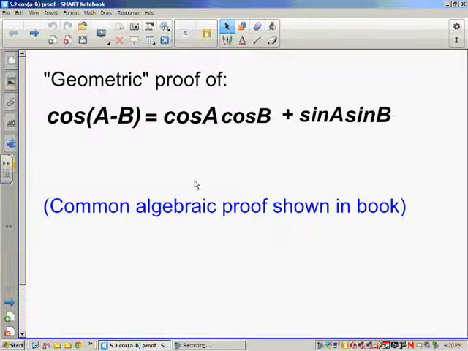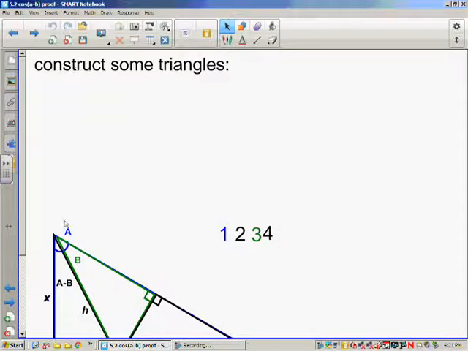Hello and welcome to our proof of cosine A minus B. We're going to take a geometric approach. There's also an algebraic proof shown in the book. We'll start by constructing some triangles.